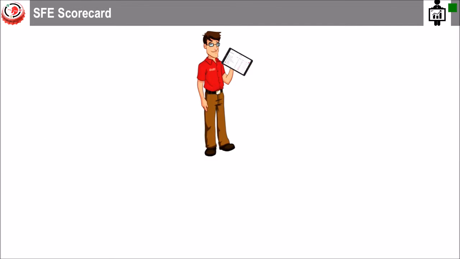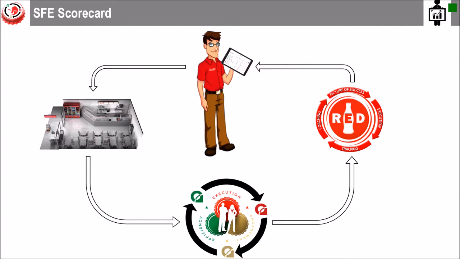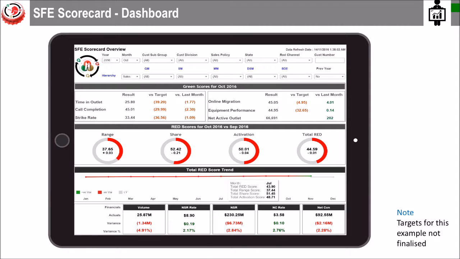Salesforce effectiveness is about effectively and efficiently executing the picture of success for each outlet that we visit, and adopting and routinely exercising the fundamentals of the right execution daily program to do so. Connecting this all back to close the loop is where the SFE scorecard comes into play. So let's take a look, starting with the SFE scorecard overview.